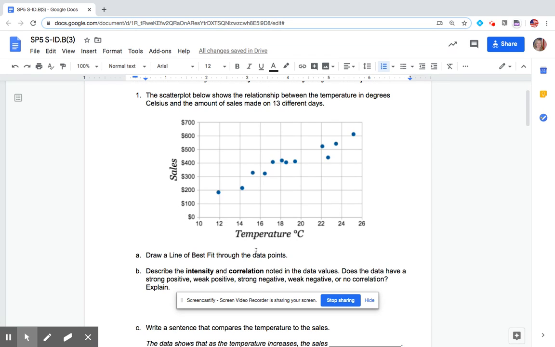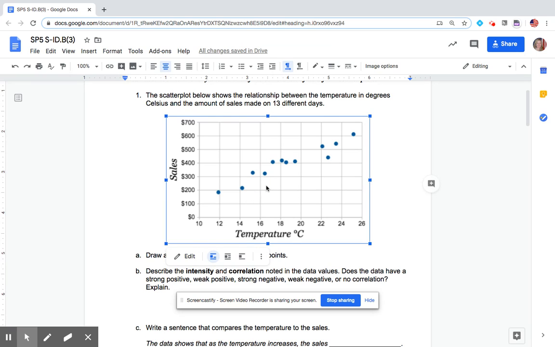And part A says to draw a line of best fit through the data points. Now, if I were doing this on paper, I would set up a clear ruler right here, even a strand of spaghetti, and draw that line so that it goes through the points in the general trend and that you're minimizing the distance between the points and the line. This one here is actually made on a drawing for Google Docs.